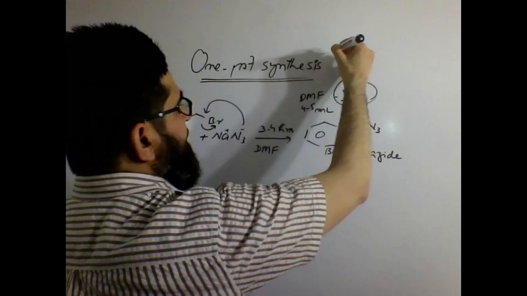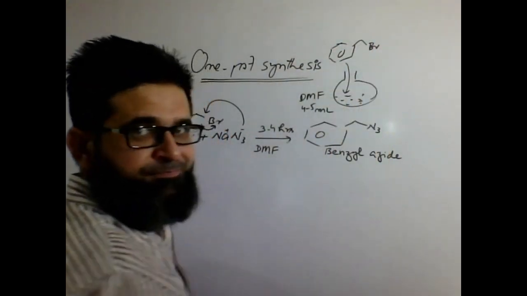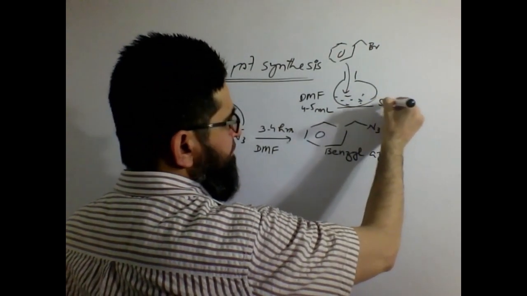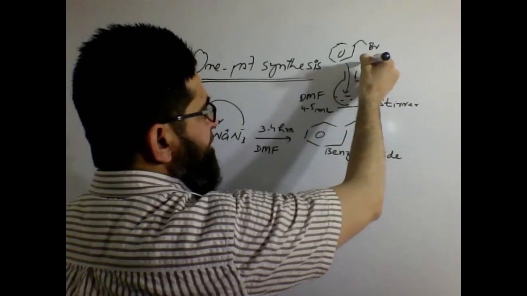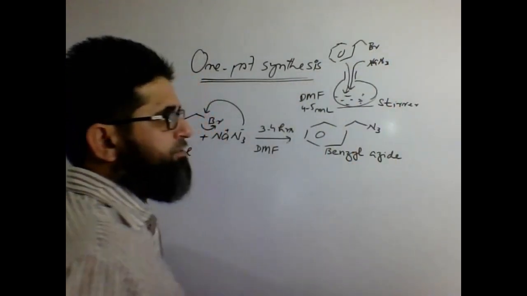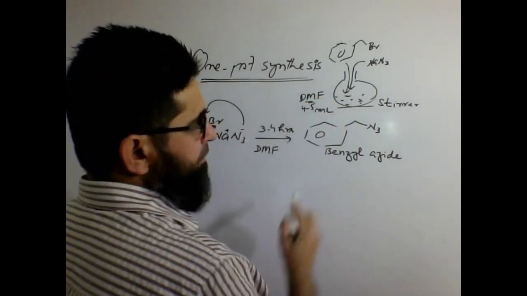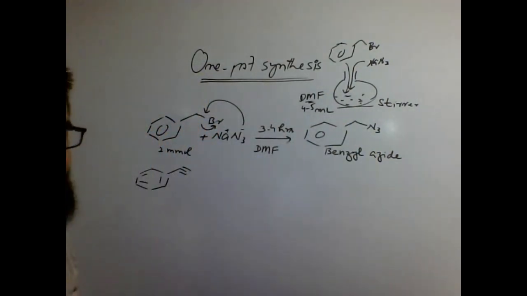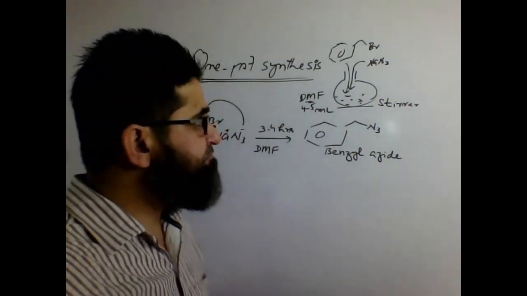For 2 to 3 millimole, we need to have 4 to 5 mL of DMF in the reaction flask. We put in, let's say, benzyl bromide first. The flask is on a sort of stirrer that is stirring it. Then we put in sodium azide in 2 to 3 portions. Then we let the reaction run on the stirrer for 3 to 4 hours. We keep checking the reaction using simple TLCs.